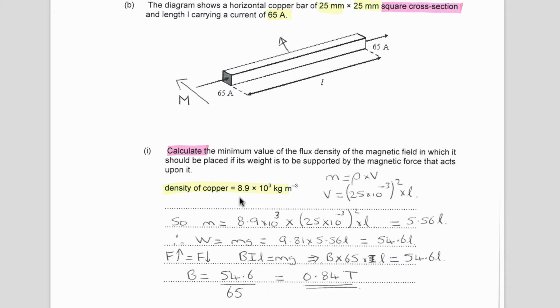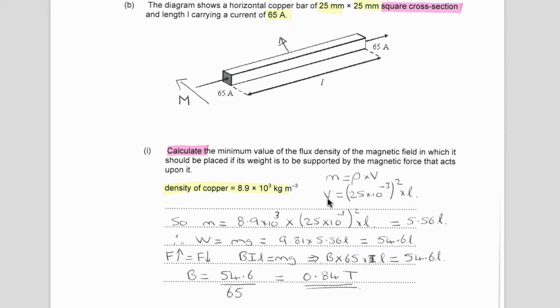So if the weight is downwards, the magnetic force is going to be upwards. We're told the density of copper is 8.9 times 10 to the 3 kilograms per meter cubed. What we need to know is the weight downwards, because that's going to be equal to the magnetic force upwards, so that the resultant force overall is 0. If I want to know the weight, I need to know the mass. Now the mass is the density multiplied by the volume, so we need to do the volume first.